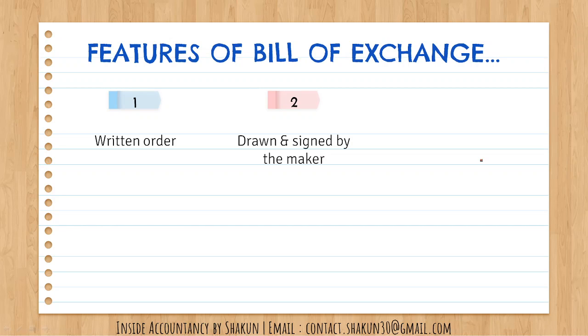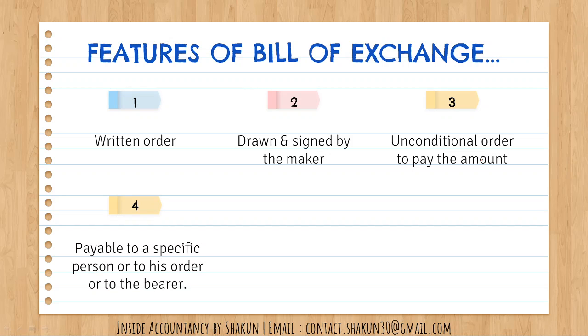Second feature is it is drawn and it is signed by the maker, that is the drawer of the bill. Maker of the bill, maker of the document is known as the drawer. So it is drawn by the maker or the drawer and it must also be signed by him. A bill of exchange is an unconditional order to a person. Who's that person? The person who has to pay the money. That is the drawee. So it is an unconditional order to the drawee to make the payment of a specified amount.